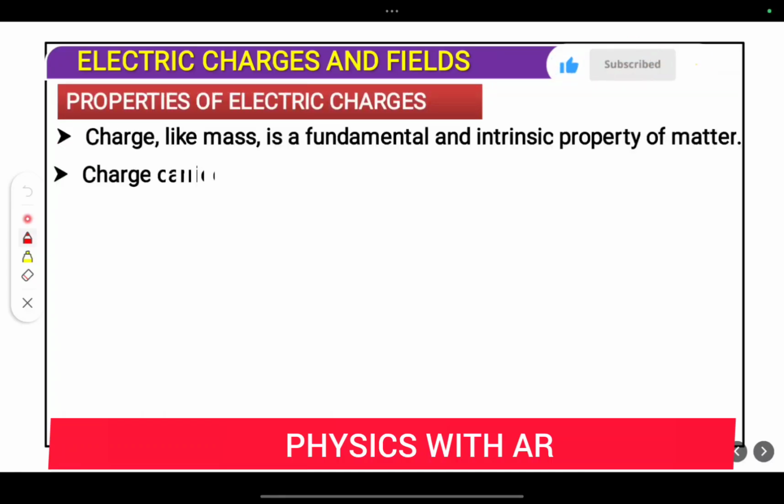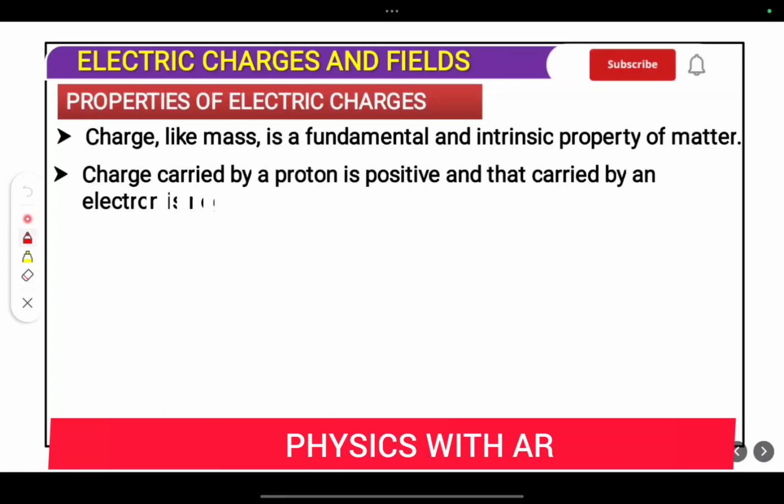Regarding properties, charge, like mass, is fundamental and an intrinsic property of matter. Just as mass is a measure of inertia, charge is also a fundamental and intrinsic property of matter. Charge carried by a proton is positive and that carried by an electron is negative.